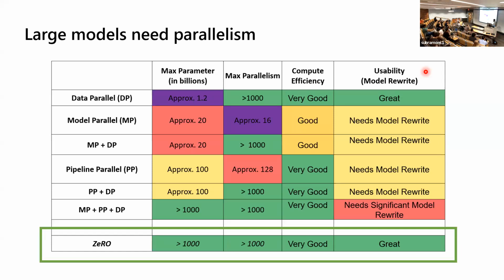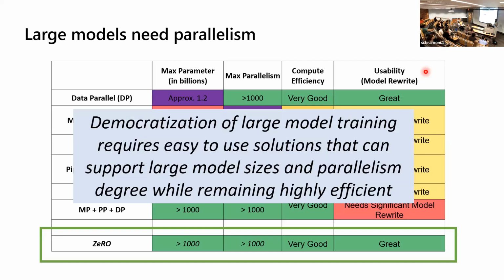I'm going to give a deep dive into this topic, but I'm just giving an overview here. So this is a broad statement. Democratization of large model training requires easy-to-use solutions, and easy-to-use solutions that can also support large models with parallelism degrees in the thousands, and also remain highly efficient. This is a broad challenge that the DeepSpeed team tackles through the ZeRO family of optimizations that we're still continuing on because the hardware architecture is evolving and model types are evolving sometimes.